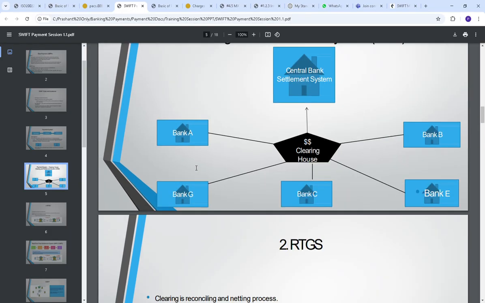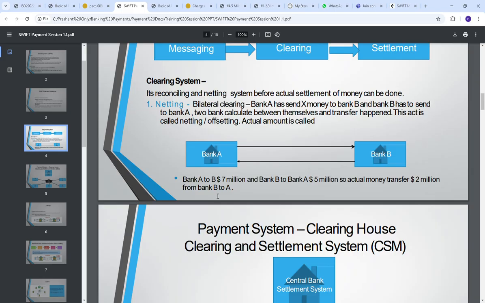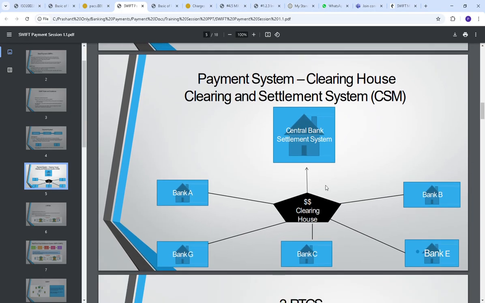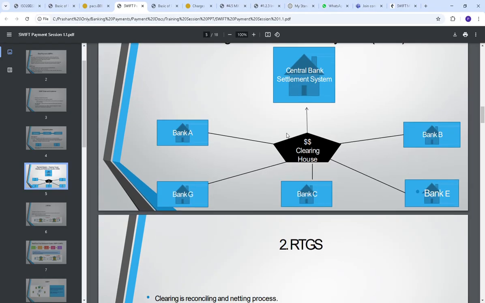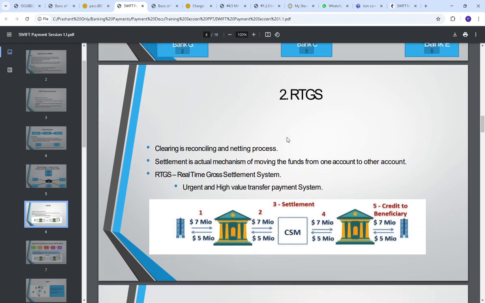Here the amount has been calculated by the messages. But here the central bank system, RBI, is actually moving the fund, asking A bank to move the fund to B bank. The actual movement of funds is called settlement. So settlement is not rocket science. Clearing is important. Settlement is not as important from an understanding point of view.